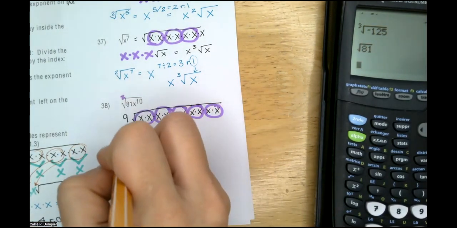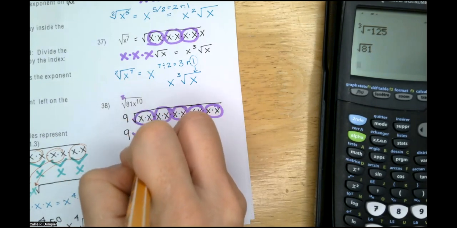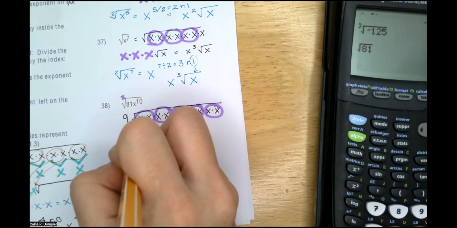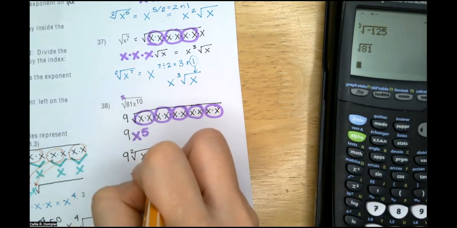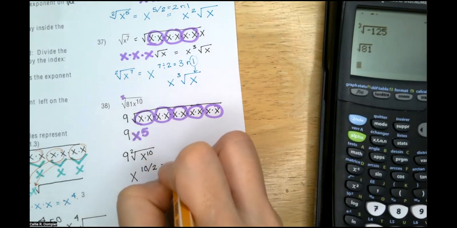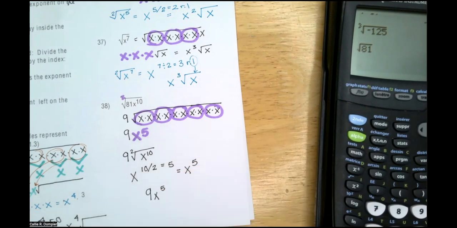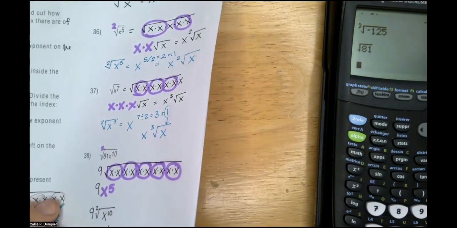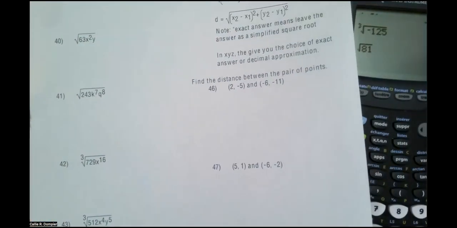If I wanted to do it by the division method, it was 9 square root x to the 10th. Remember, that's a 2. So that x to the 10th divided by 2, 10 divided by 2 is 5. So it's just x to the 5th. So it's 9x to the 5th. So sometimes division is easier, sometimes grouping is easier. Whatever you prefer.